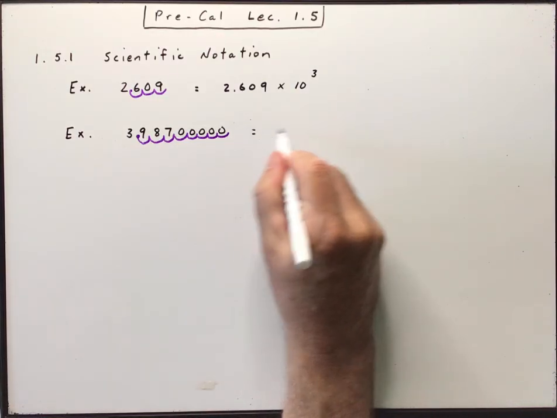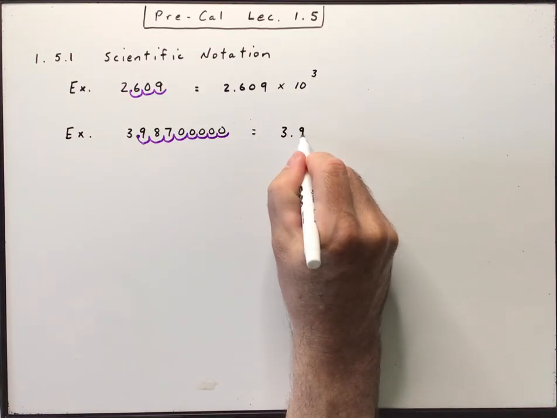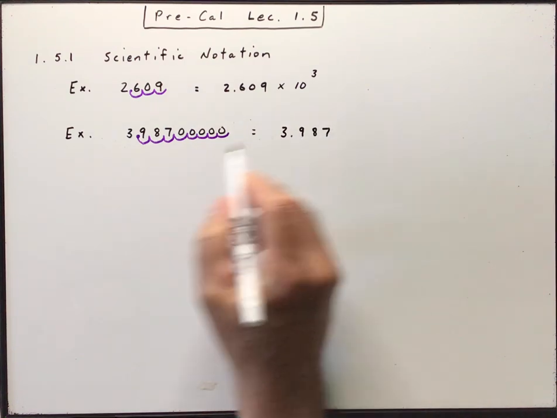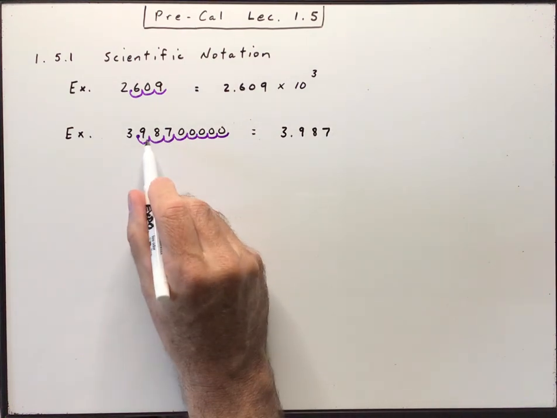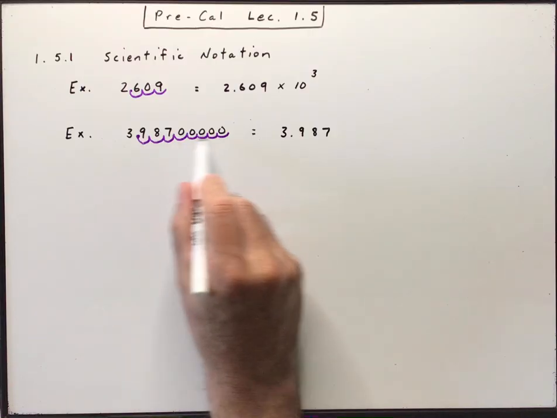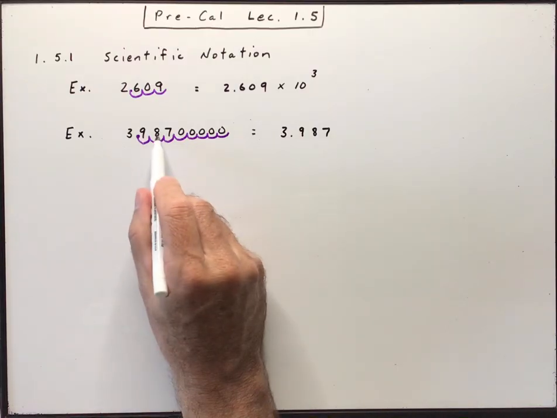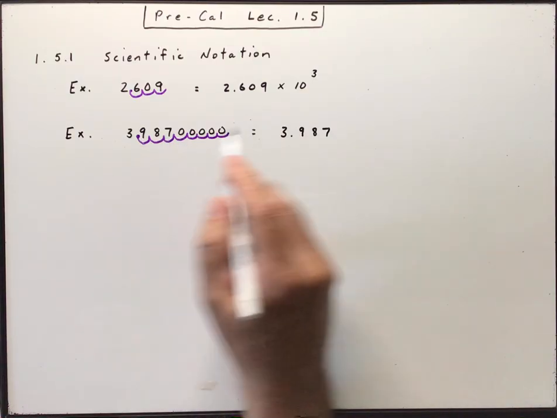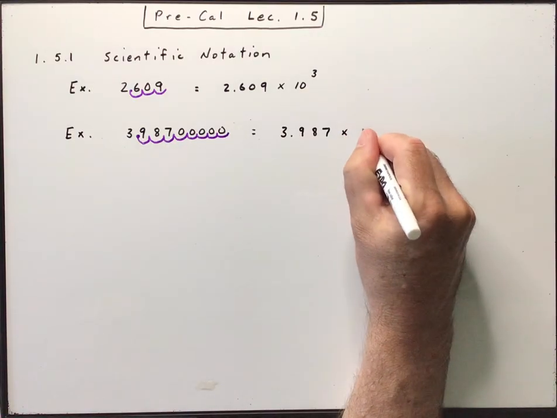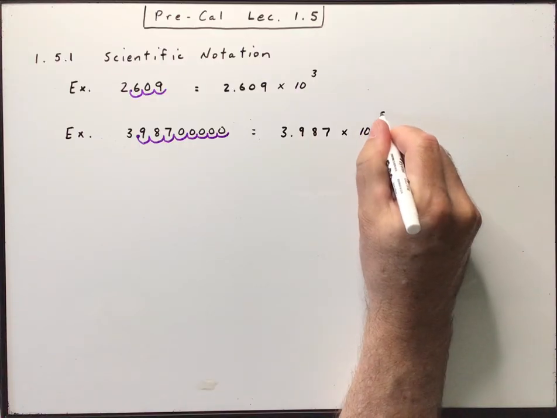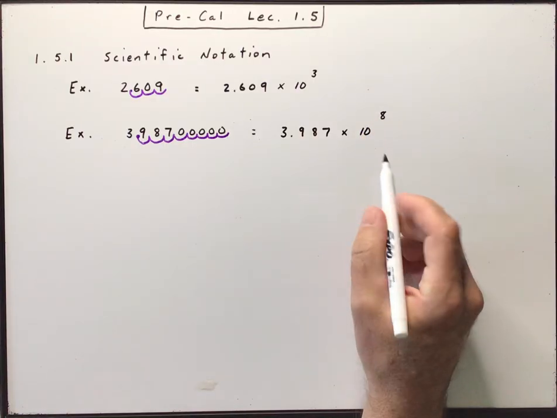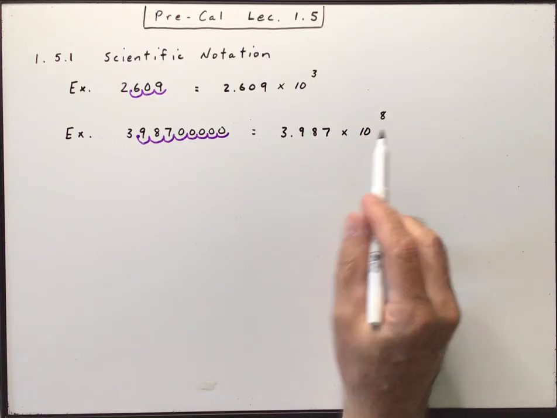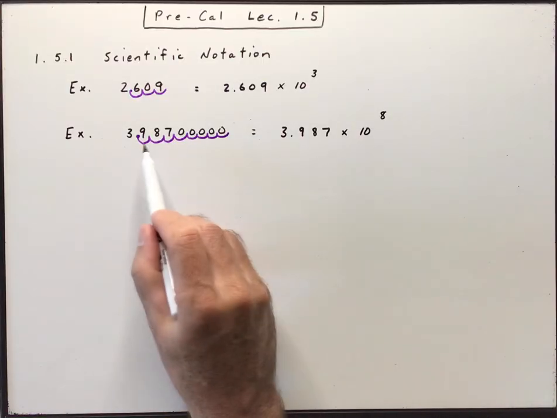So we can rewrite this as 3.987. We don't have to write any more zeros. Once you get to the first bank of zeros, you can stop. Now, if there was a zero in between non-zeros, you would have to write that. But when you get to where it's just all zeros, you can stop. And then it would be times 10, and we moved it 8 decimal places. So times 10 to the 8th. So that is a little bit easier way to write this.